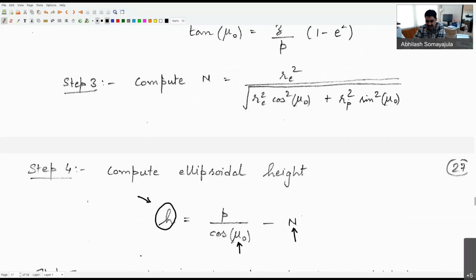Notice that this is the height of the object from the tangent plane, where we are looking at the ellipsoidal tangent plane. That is what we are really looking at when we say H here.